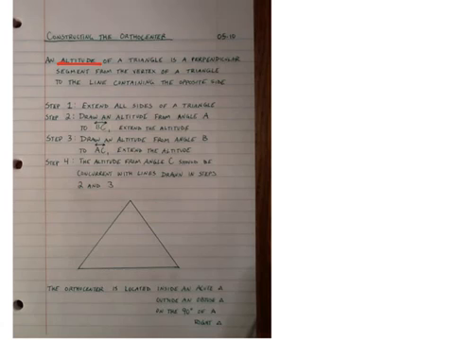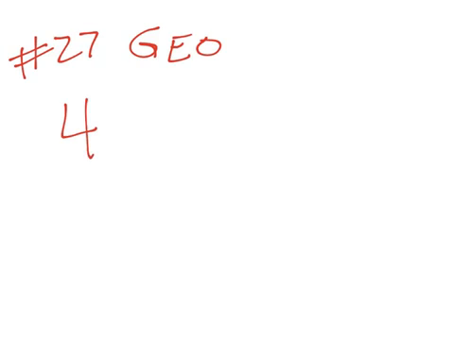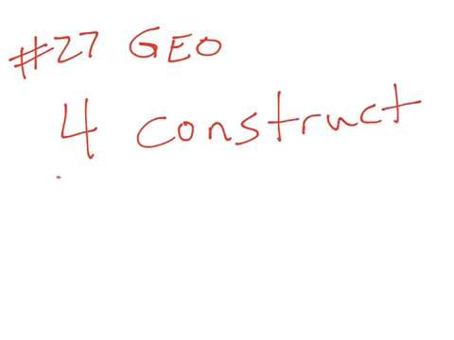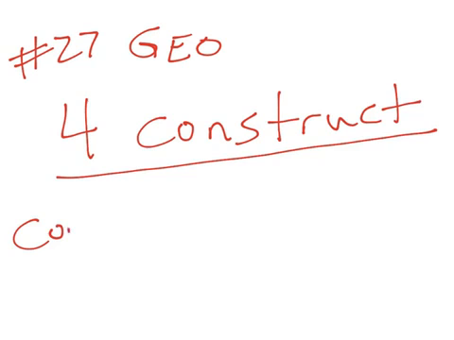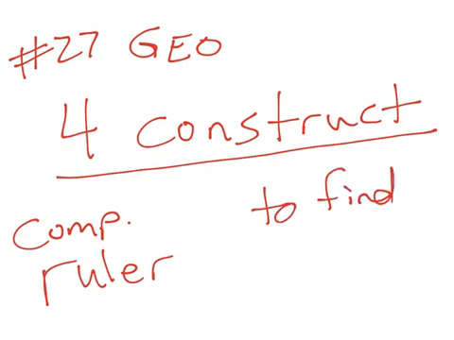So that wraps up the notes on this skill. We will have a skill test on skill number 27, geometry skill 27, where we will need to do 4 constructions. So what I mean by construction is we need to use a compass and a ruler to find the 4 centers. Who knew a triangle had 4 centers?